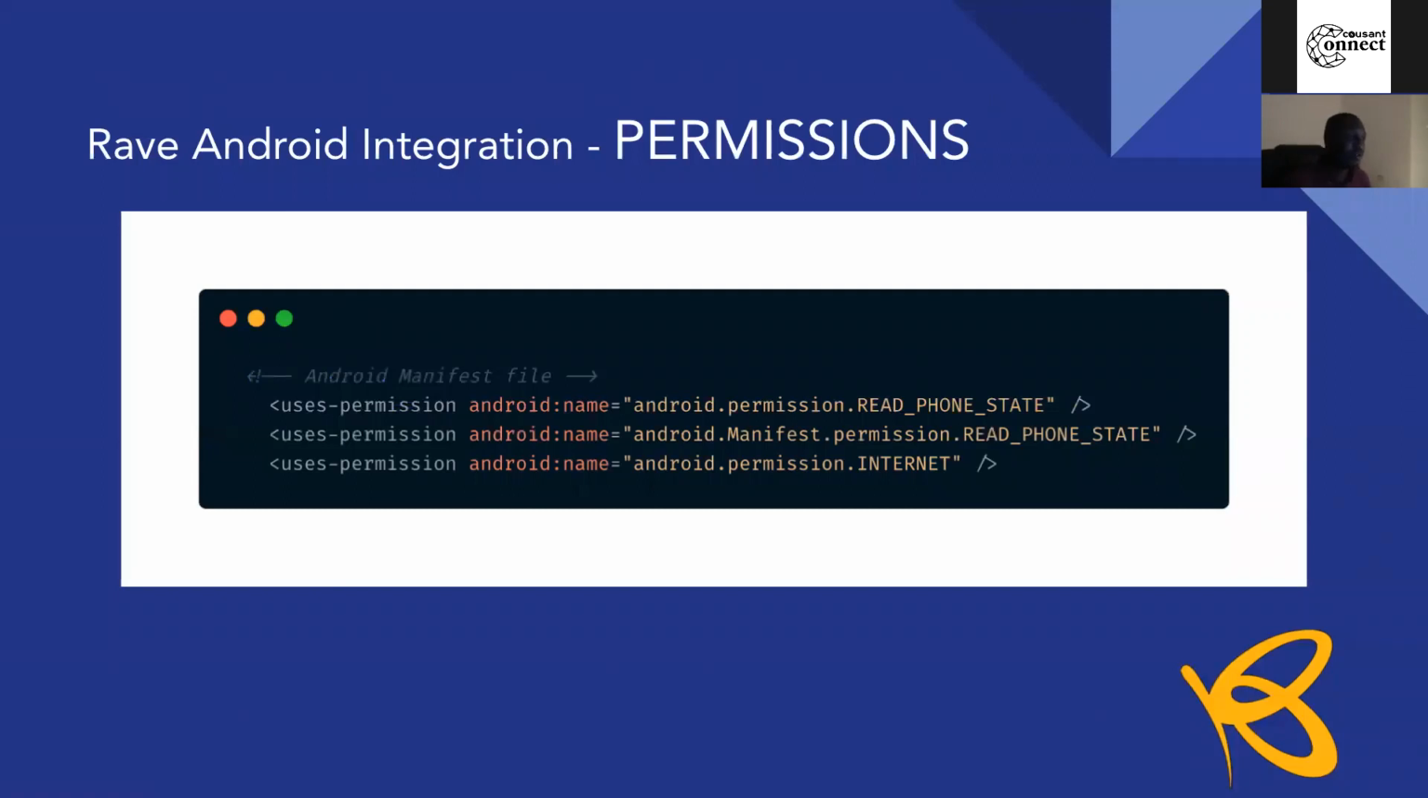So the permissions required are just 2. There's a read phone state, which is used to get the unique identifier for your customer's device. Then there's the internet permission, which is required to make network requests.